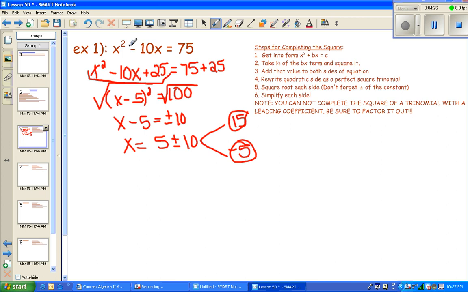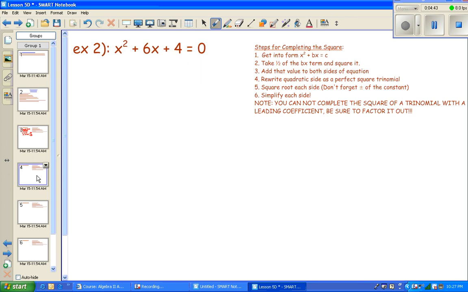And you can check these by substituting them back in. 15 squared minus 10 times 15 is going to give you 75. And then negative 5 squared minus 10 times negative 5 is also going to give you 75. So our answers would be x equals 15 and x equals negative 5.